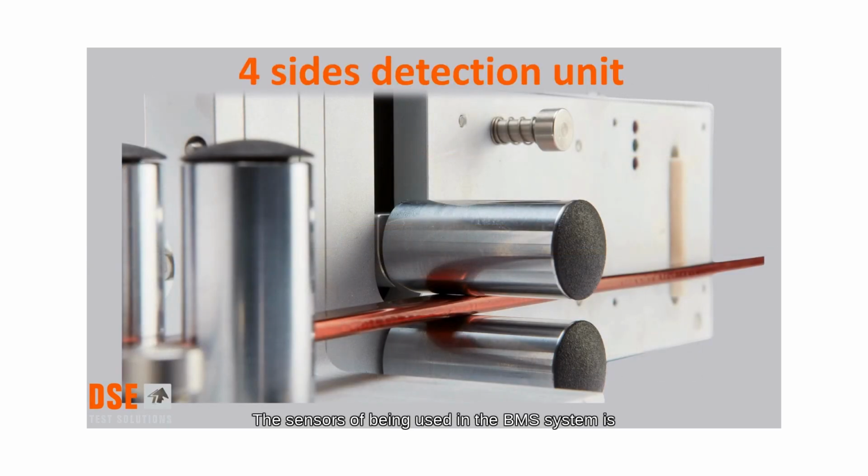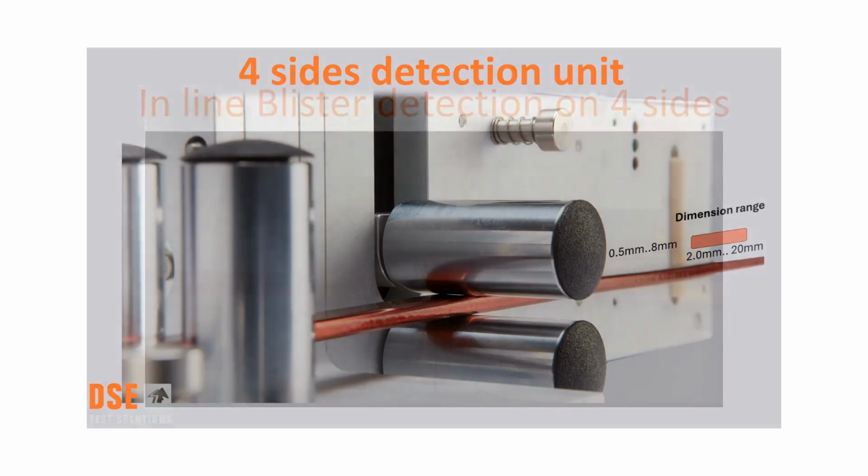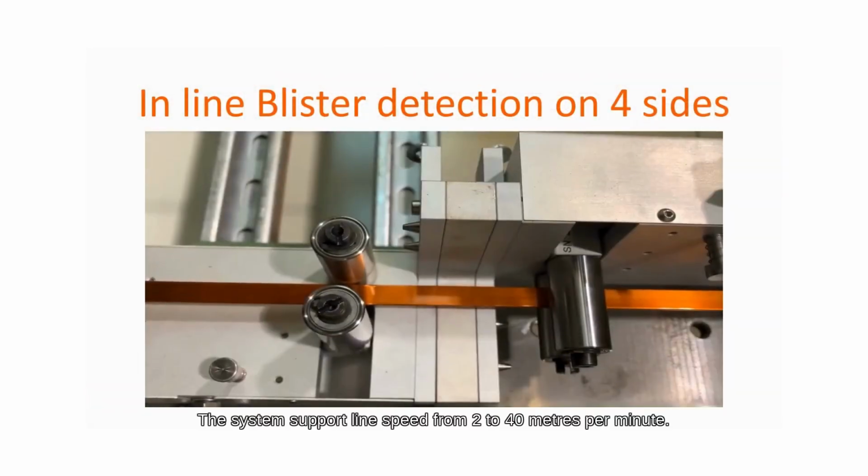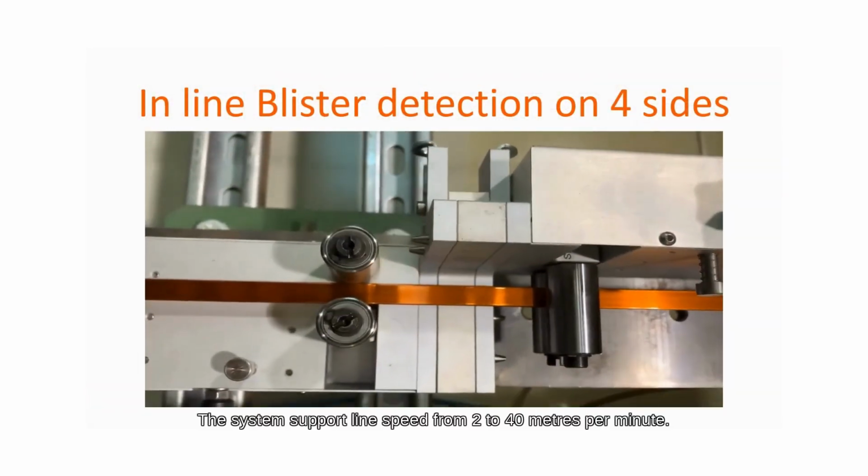The sensors being used in the BMS system are based on a dynamic measuring principle using the highest possible precision. The compact unit tests both sides and supports a big dimension range up to 8 by 20 mm. The system supports line speed from 2 to 40 meters per minute.